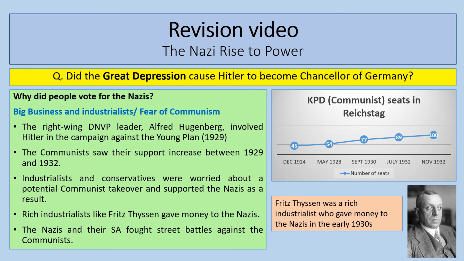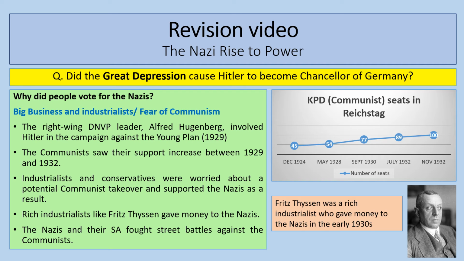You've also got the role of industrialists. So you've got industrialists, big business people, people like the DNVP leader Alfred Hugenberg, who was also a media tycoon during this time. You've got an example of somebody like a rich industrialist like Fritz Thyssen, who gave money to the Nazis in the early 1930s. The Nazis were seen, I suppose, by people who were on the right wing of German politics at the time. The Nazis were seen as the best hope of destroying communism.